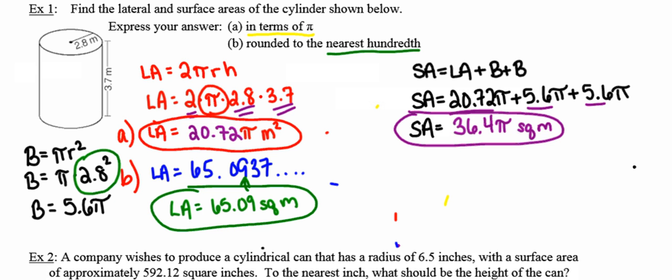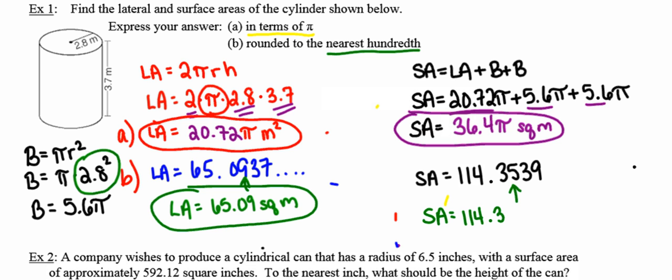And then for the second part of that, in order to round that to the nearest hundredth, I'm going to grab my calculator and type in 36.4 times pi. And when I type that into my calculator, I get 114.3539, which I need to round to the nearest hundredth, that place right there. So to the nearest hundredth, the surface area of my cylinder is 114.35, either square meters or meters squared, however you're comfortable expressing yourself.